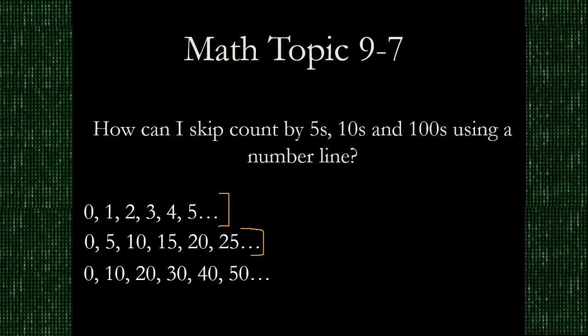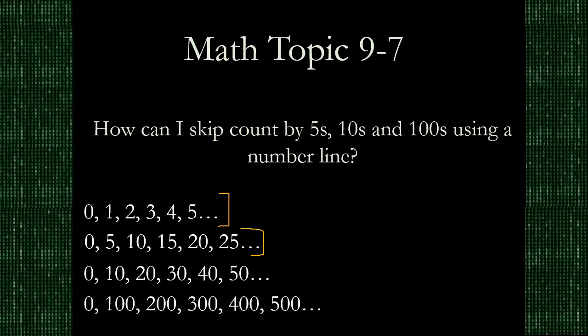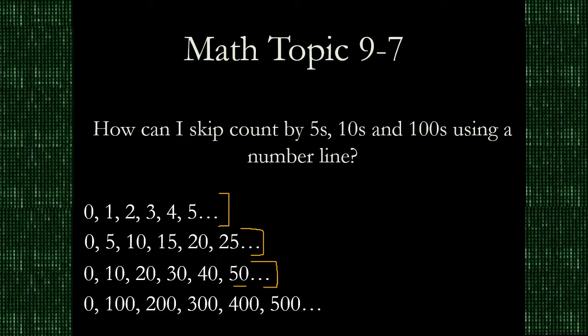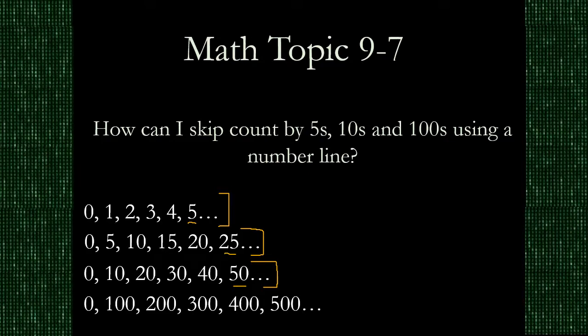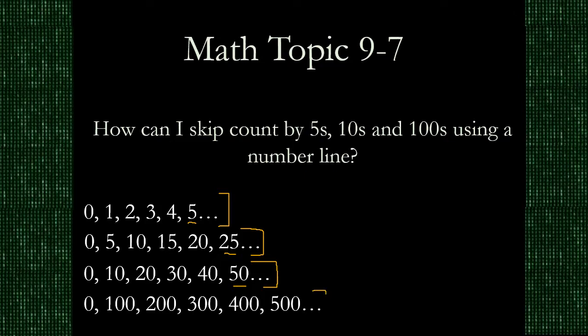But remember, I'm trying to get to 1,000, so wouldn't it be faster if I counted by tens? 10, 20, 30, 40, 50. Look at that. I'm already at 50. Here I was only at 25. And the old way, I was only at 5. And I could even count by hundreds. 0, 100, 200, 300, 400, 500. So you see, skip counting is important because it helps us jump to bigger numbers pretty quickly.